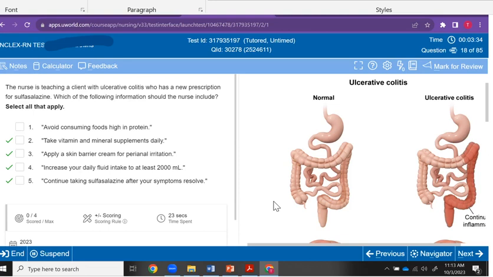Take vitamin and mineral supplements daily. Yes, we need the minerals and the vitamins. We can apply a barrier skin cream in that perianal area for the irritation. We can do that. Increase your daily fluid intake to at least 2,000 mils. I think I saw that on my notes.